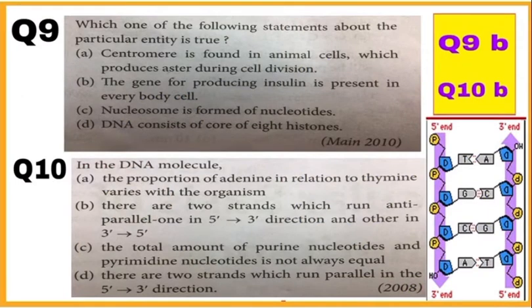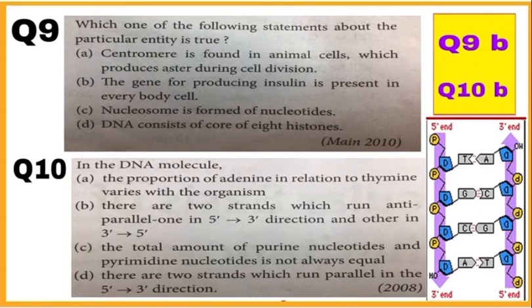Question 9. Which one of the following statements about the particular entity is true? Statement B is true. The gene for producing insulin is present in every body cell. But note one important point about it. This gene is not expressed in all cells, even though it is present in all body cells. Now come to statements A, C and D. These are not true statements.